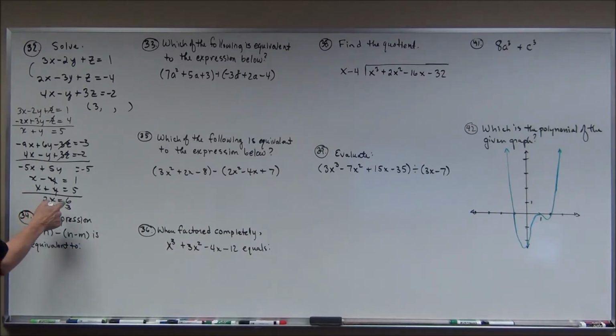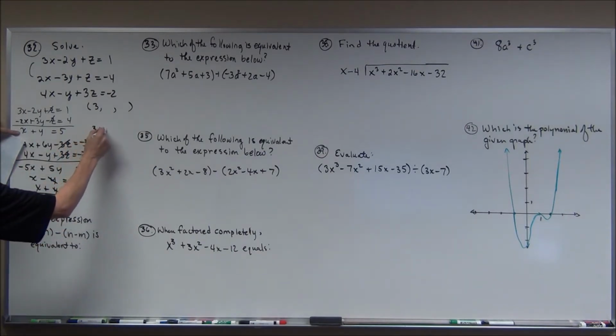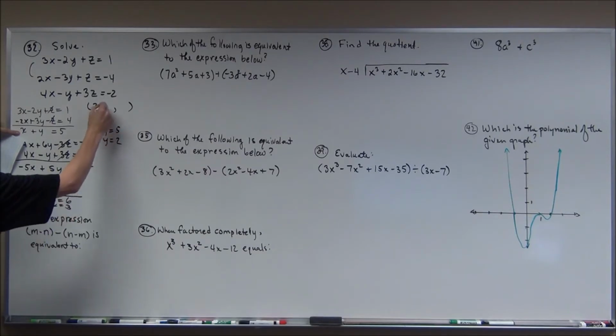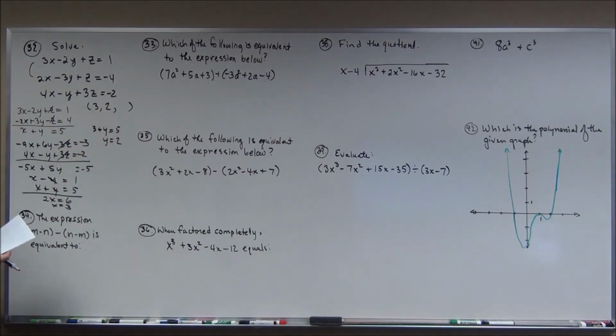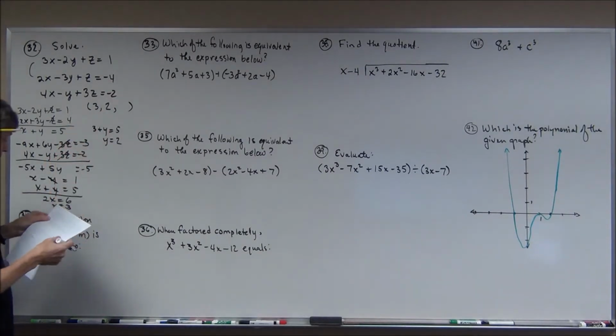But once I know x, I'm going to go back to here. You could go back to here. You could go back to this one if you wanted to. I'm going to go back to here, and I'm going to plug 3 in for x. I get 3 plus y equals 5. Subtract 3, I get y is 2. Now I look at my answers here. Oh, I know it's got to be answer C, because only answer C has a 3 in the x spot and a 2 in the y spot.